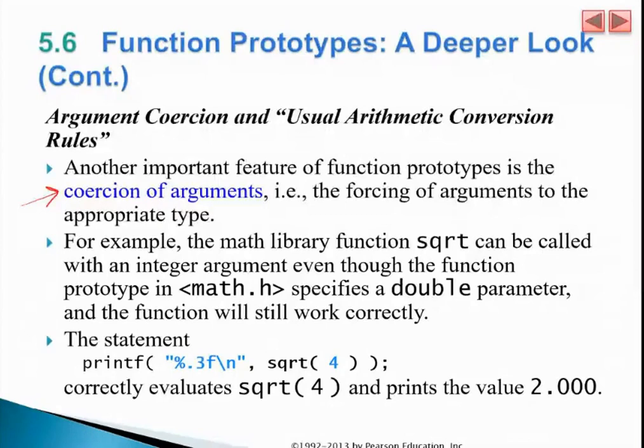For example, in the math library, we have seen the square root function. In the library it is defined that the square root function will take a double as a parameter, right? Now, the math library function can be called with an integer argument, even though the function prototype specifies a double parameter, and the function will still work correctly. So for example, if you give 4, it will evaluate it and print, as per the string formatting option, 2.000. The answer is correct, right?